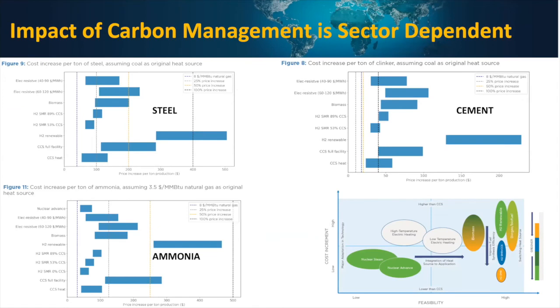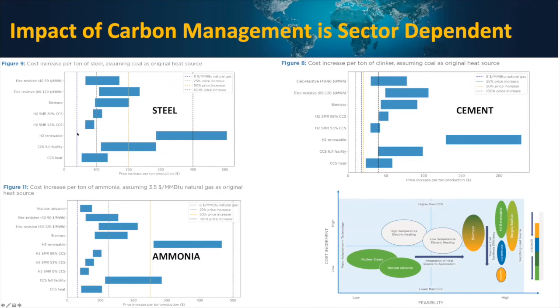The final thought is that the impact of carbon management and the price on carbon will be different in different sectors. So for example, this black dashed line is double the cost if you are to put in a carbon management measure. Now, if you're looking at steel versus cement, a price on carbon will have a very, very different impact on the steel industry versus the cement industry based on the measures we take, whether it's electrical heating or biomass heating or using hydrogen with CCS or renewable hydrogen, or we do full CCS treatment.